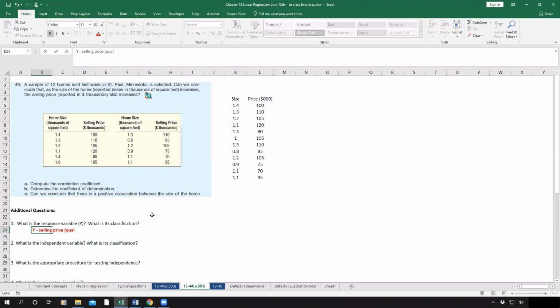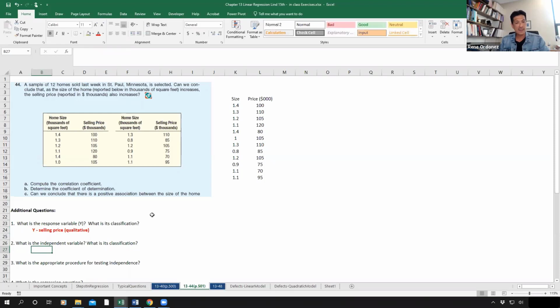Yeah, quantitative. Now, make sure that you guys know that for the test, okay? Because I will be asking the same set of questions, a similar set of questions, when we do problems involving regression and correlation analysis.